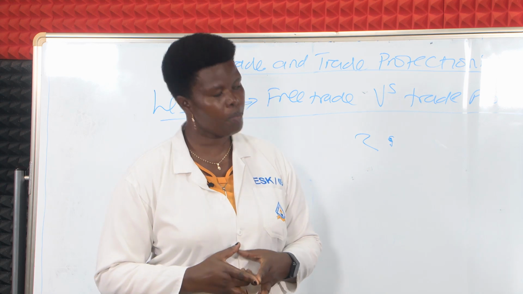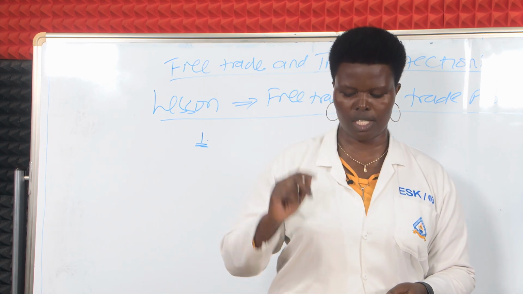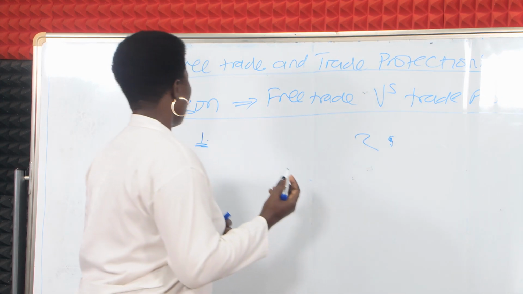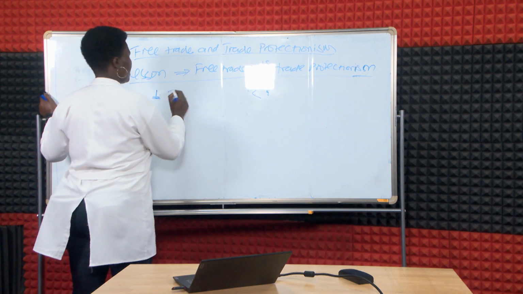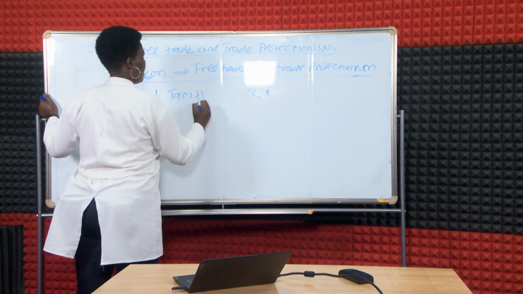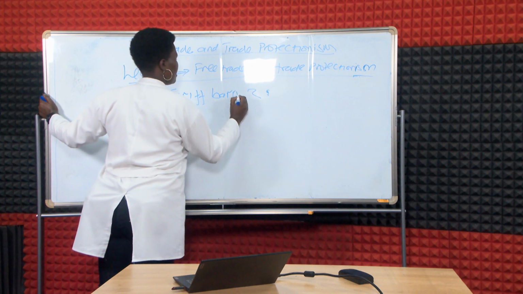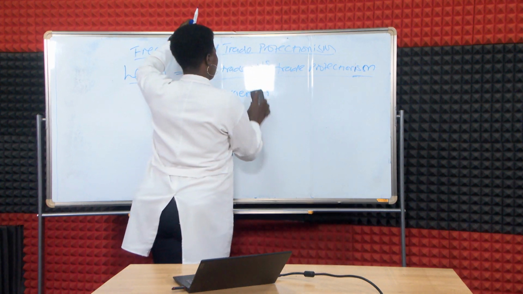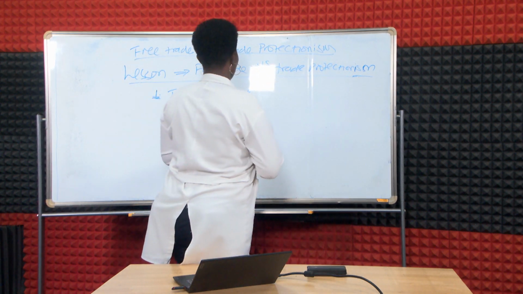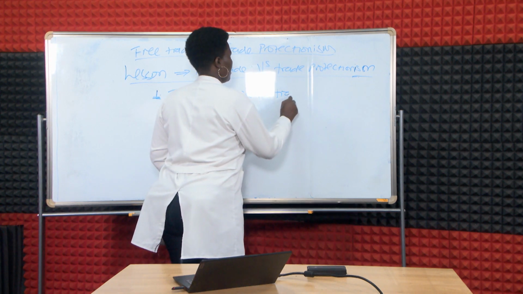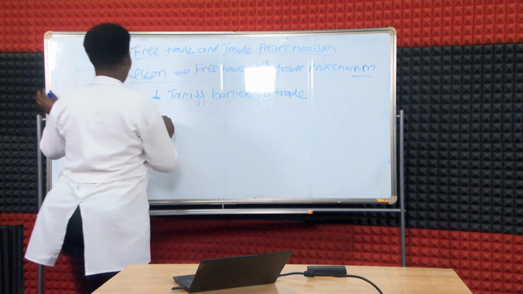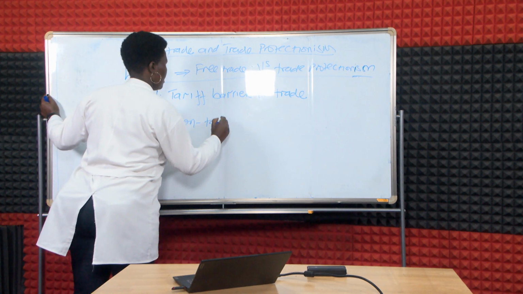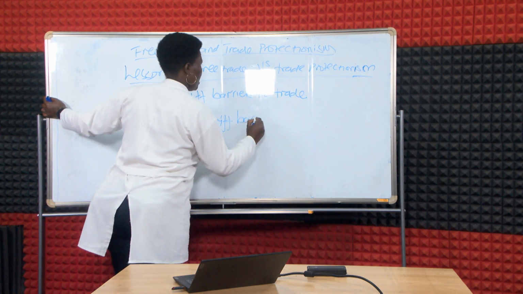Now, trade protectionism has two major forms. The major forms of trade protectionism are: one, tariff barriers to trade. And two, what we call non-tariff barriers to trade.